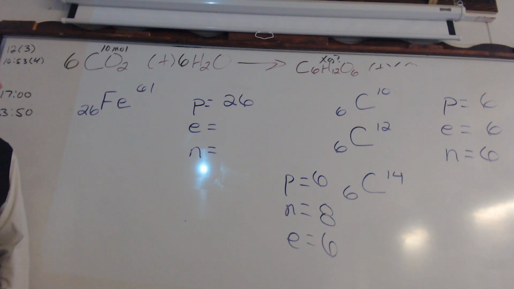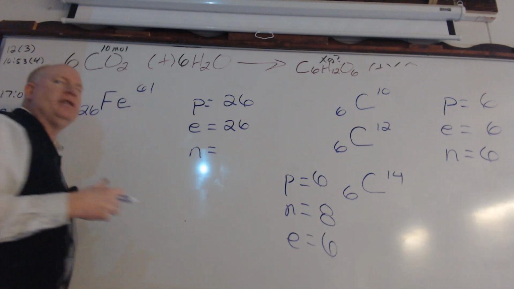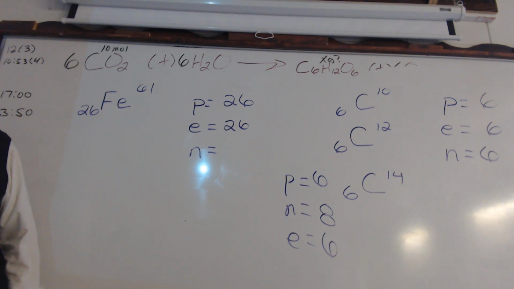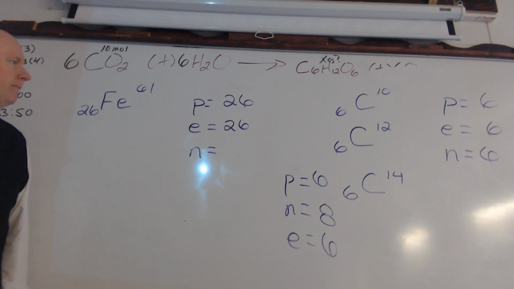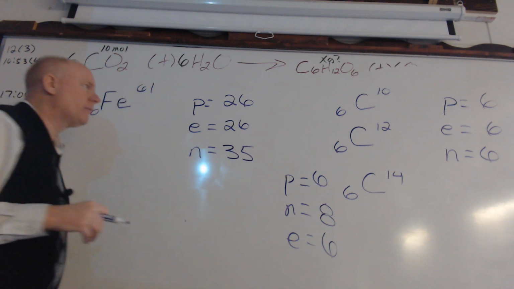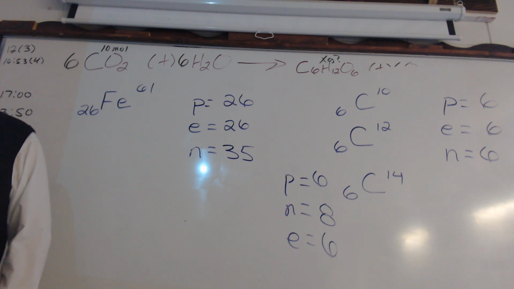All right. So, it's neutral. So, how many electrons does it have? 26. Okay? Neutral is. So, in this radioactive form of iron, how many neutrons would it have? 35. Okay? Are there any questions on how to determine protons, neutrons, and electrons?